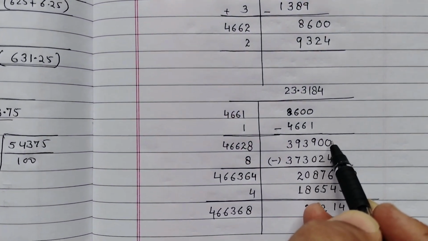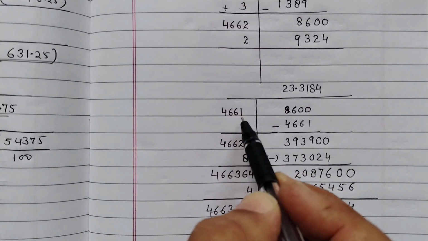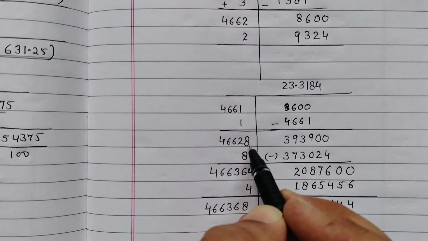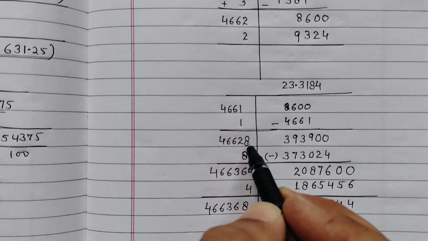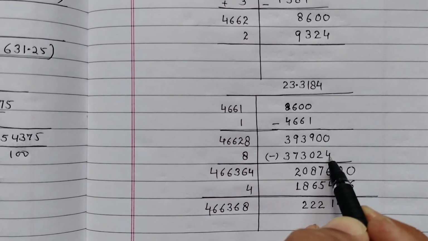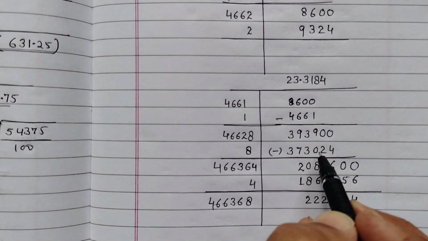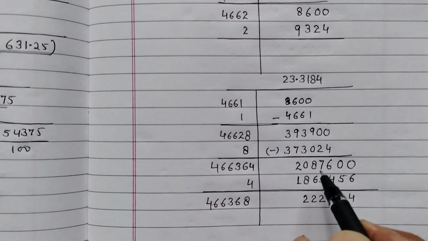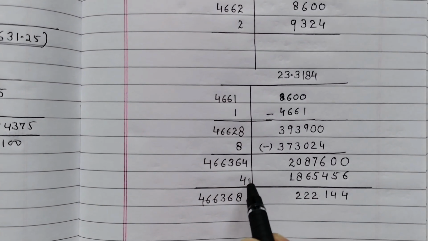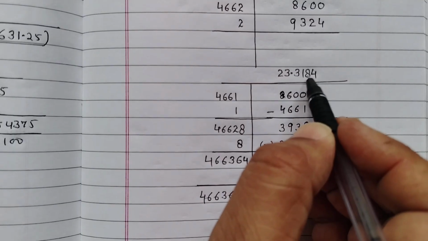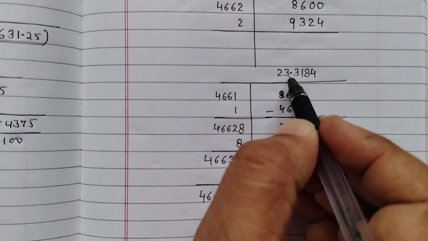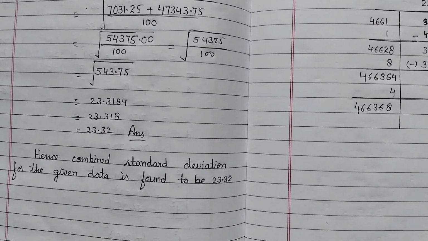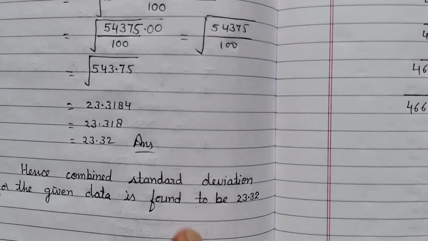Again 2 zeros are taken. 1 plus 1 is 2, 6 6 4. Now I have to check how many times it goes. It is allowing 8 times. So 8 8s are 64, carrying 6, 8 2s are 16, 6 is 22, and so on. I have written this value here, and next time it goes 4. So this is all about 23.3184. This is equal to 23.32 after rounding. Hence the combined standard deviation for the given data is found to be 23.32.